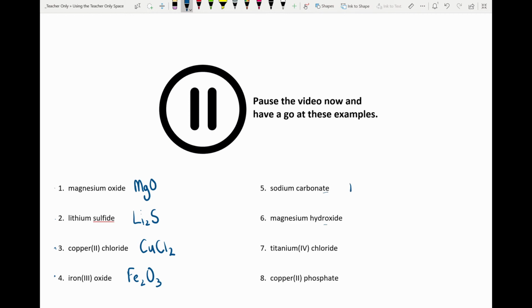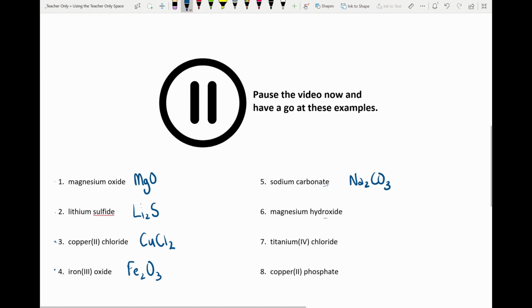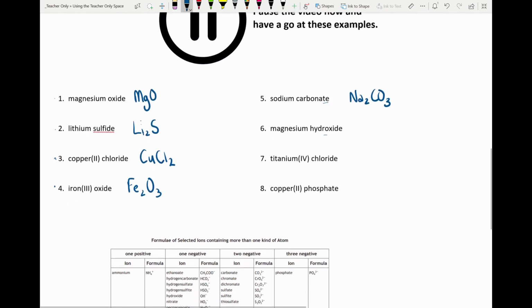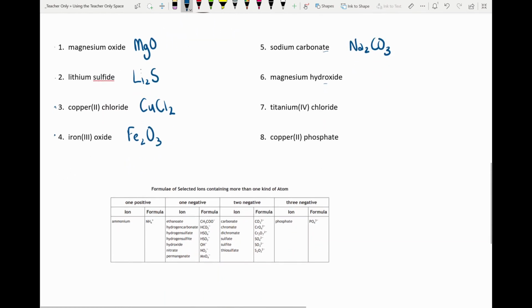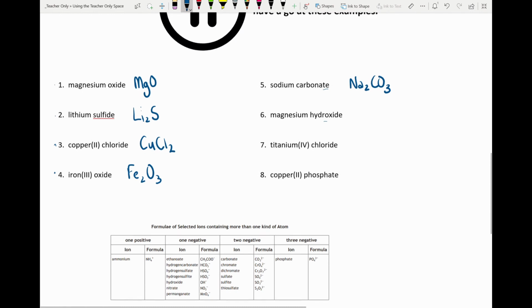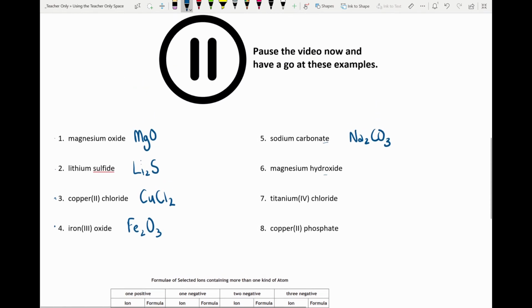Sodium carbonate is the first of our group ion examples, Na2CO3. CO3 is carbonate, and that's using page 8 in our data booklet. You can see, which is down here just now, which I'll get to in just a second. Magnesium hydroxide is Mg(OH)2.